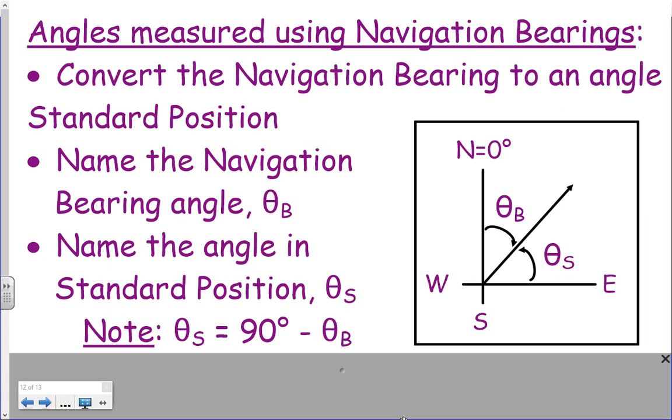So notice what we're going to do is we're going to remeasure the angle for that vector. Find the direction of that vector in standard position, theta sub s. One thing that's nice about that is it turns out that those two angles are actually complementary. That is, they sum up to 90 degrees. So if you just take 90 minus theta sub b, even if the navigation bearing is more than 90 degrees, this will still work. It turns out that 90 minus that navigation bearing will give you your angle in standard position. So by calculating the complementary angle there, we can easily come up with that.